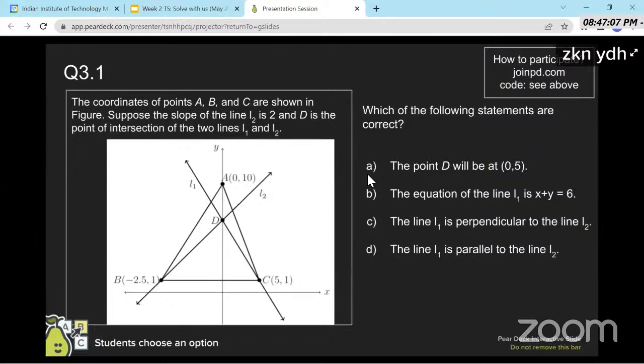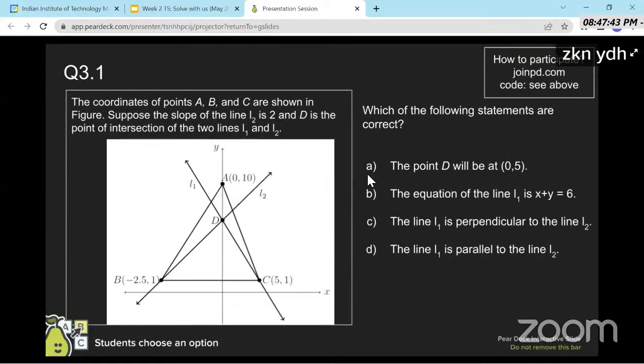Now we need to find L1. To find L1, we need to find point D. D is lying on the y-axis, so x will be 0. If two lines are intersecting each other, we can substitute one value in the other. Since D's x value is 0, we can substitute in L2 to get y. So I got (0,6) as D.